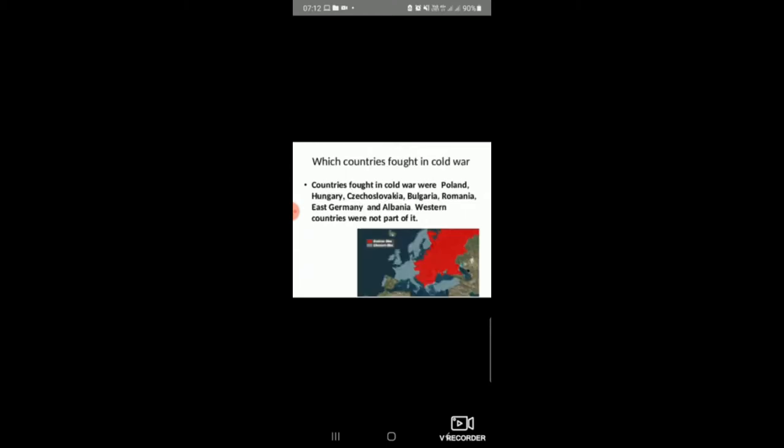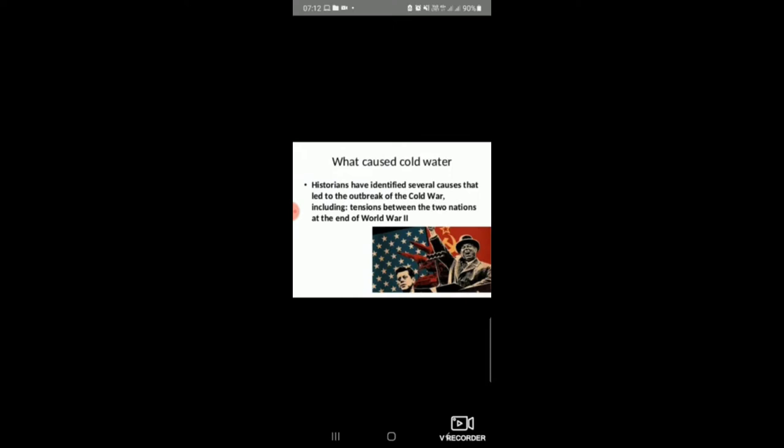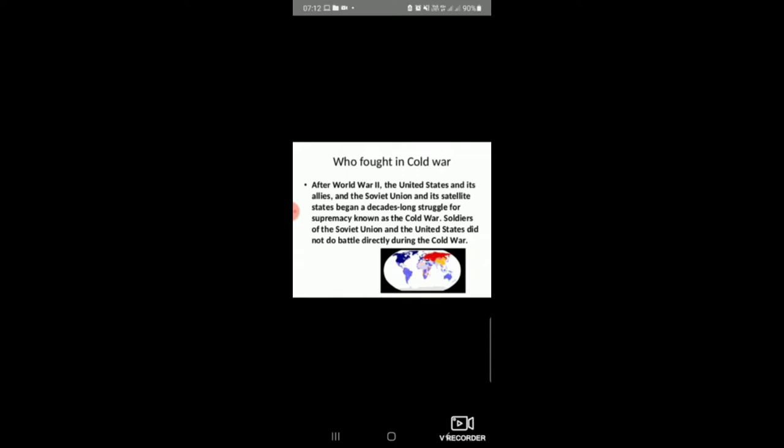Which countries fought in the Cold War? Countries fought in the Cold War were Poland, Hungary, Bulgaria, Romania, East Germany, and Albania. Historians have identified several causes that led to the outbreak of Cold War. What caused Cold War? Well, why did Cold War end? During 1989 and 1990, the Berlin Wall came down, borders opened, and there were free elections.